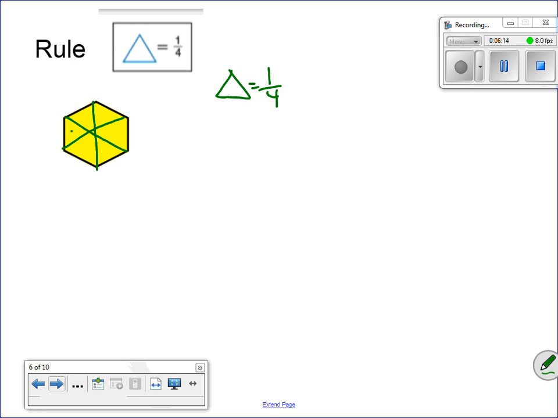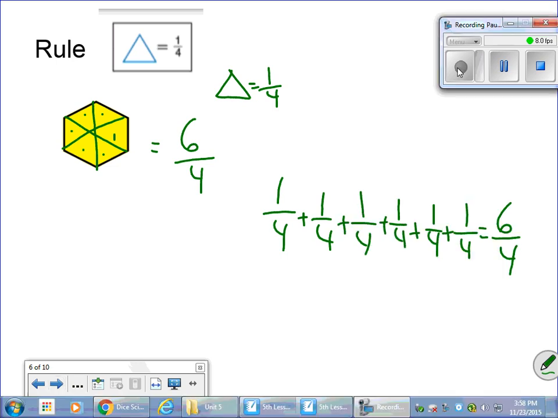We have 1, 2, 3, 4, 5, 6 triangles. With 6 triangles there, that means I would have an answer of 6 over 4, because I have 6 triangles, each triangle is worth 1/4. That means I have to add up 1/4 plus 1/4 plus 1/4. I have to add it up like that. That's how I get 6/4.